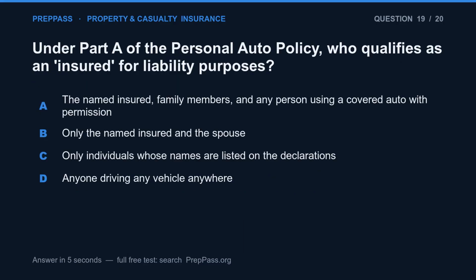Question 19. Under Part A of the personal auto policy, who qualifies as an insured for liability purposes? A. The named insured, family members, and any person using a covered auto with permission. B. Only the named insured and the spouse. C. Only individuals whose names are listed on the declarations. D. Anyone driving any vehicle anywhere.